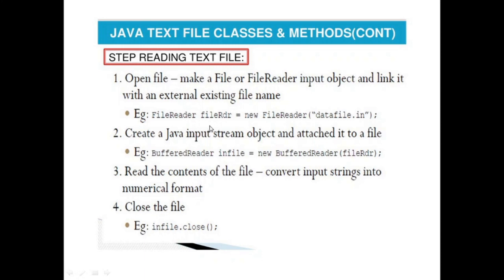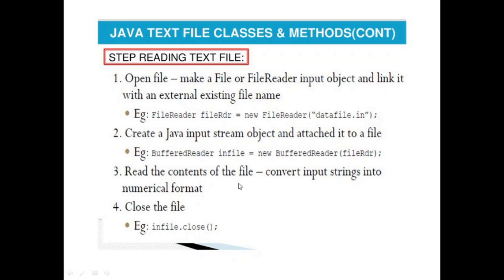So this handle, or the object fileRdr, will point to the file data file.in at the start of the characters. Now we can pass this FileReader object inside the constructor of the BufferedReader. Then BufferedReader inFile is equal to new BufferedReader(fileRdr). So inFile will now point to the buffered input from the file pointed by fileRdr, that is data file.in. Now read the contents of the file, convert input strings into numerical format, and close the file, whatever you want to do with that file.